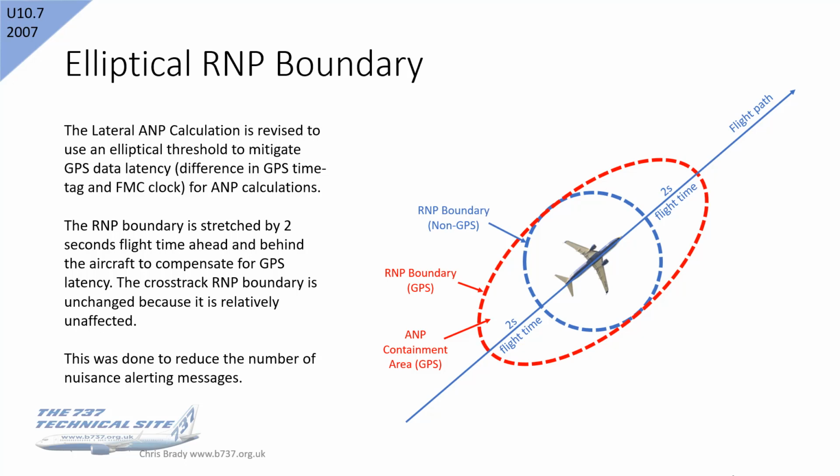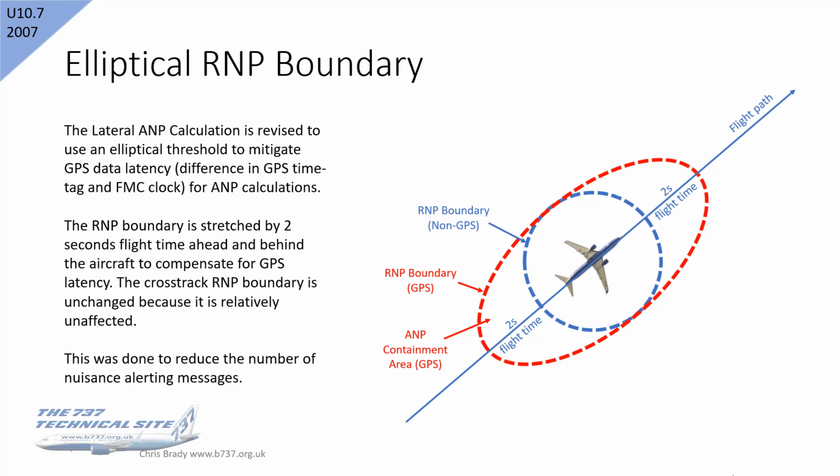So what this is, it's a very slight difference in GPS time tag and the FMC clock. GPS data is time tagged, and the FMC has a built-in clock. If the FMC sees a difference in those two, then it will throw out the RNP calculation. What has been done is the RNP boundary has actually been stretched by 2 seconds flight time ahead and behind the aircraft to compensate for this thing known as GPS latency.